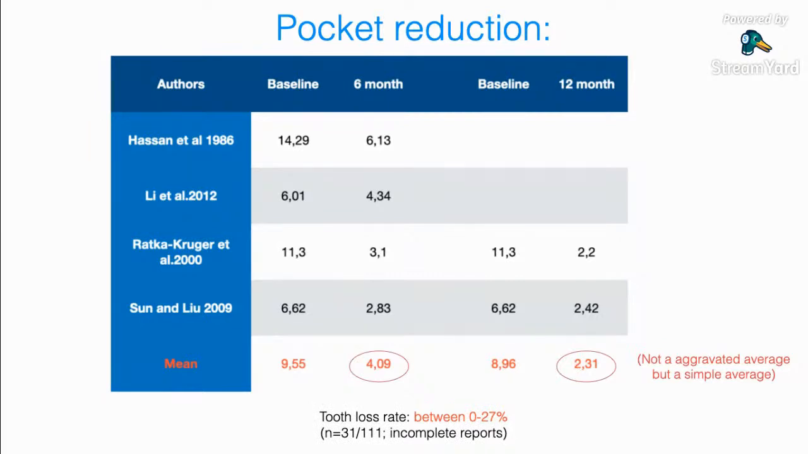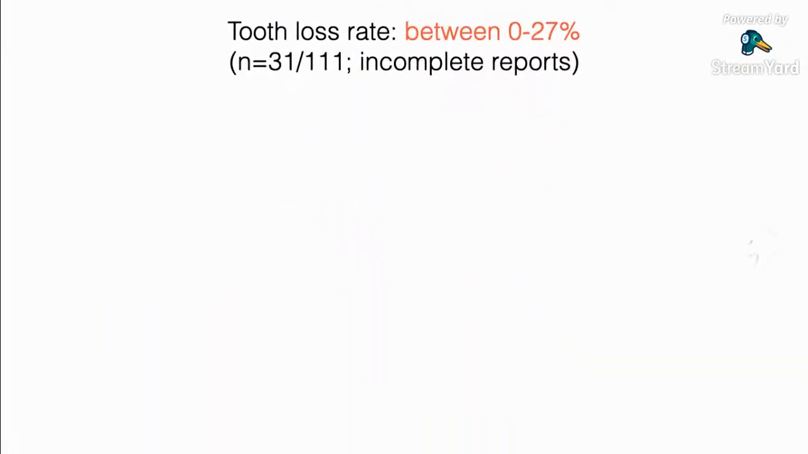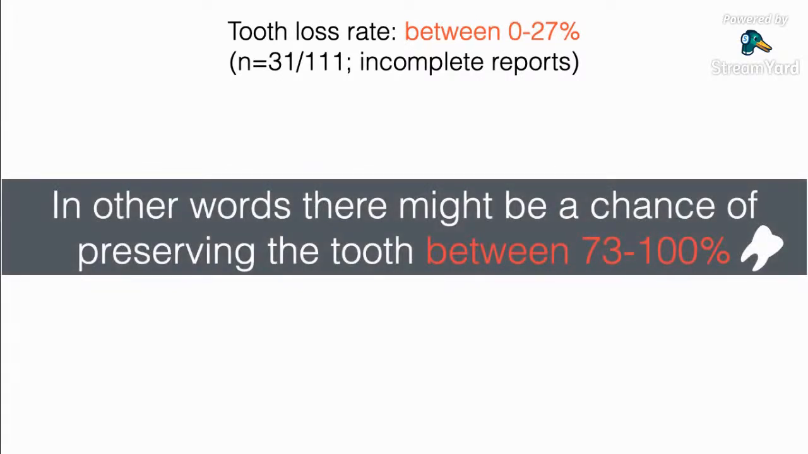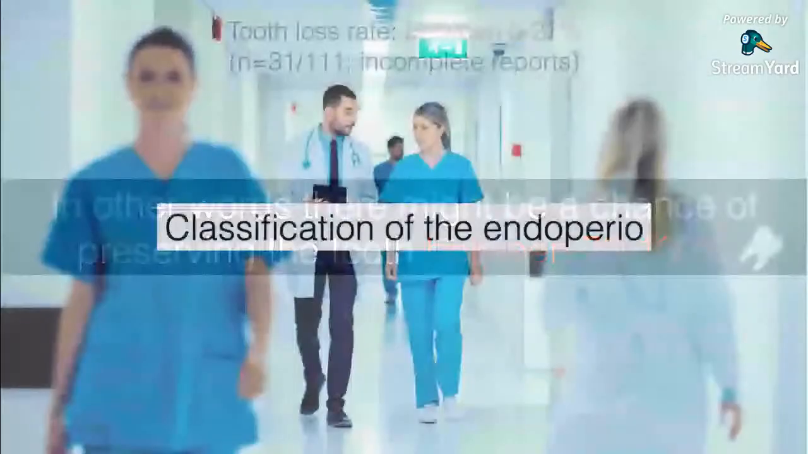So the tooth loss rate was between 0 and 27%. It means, in other words, there might be a chance of preserving the tooth between 73 and 100%. So this is a very strong message from this systematic review, I think.